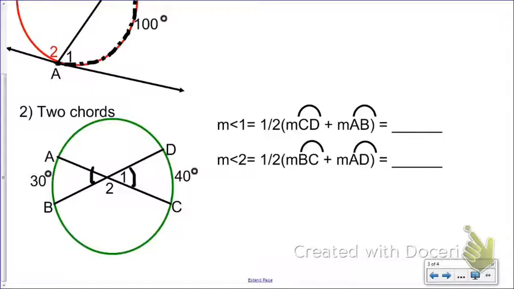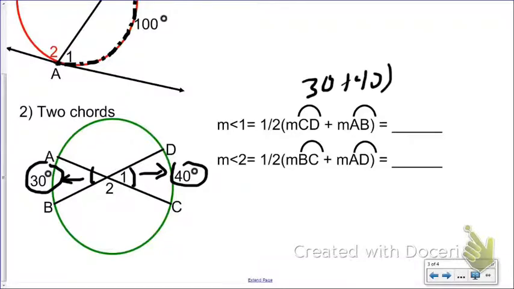And what you do is you take these arcs that are out on the end, so you look where those two vertical angles are and look out to see what those arcs are, and you add those up. So in this case we'll go 30 plus 40, which is 70, and you're going to take half of 70, and so that's going to be 35. So again, make sure you write down this example so you can see that when the two chords crisscross inside the circle, that's how you do it.